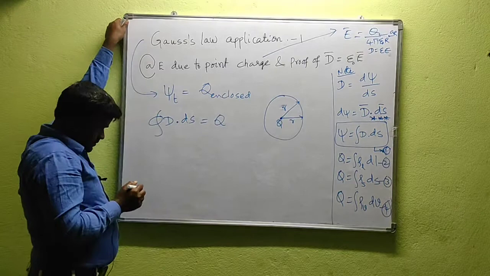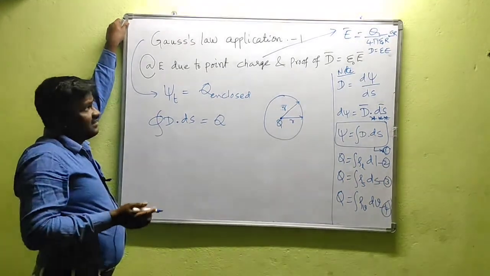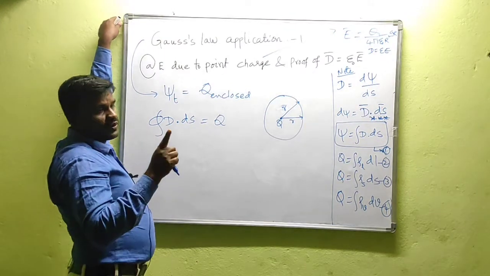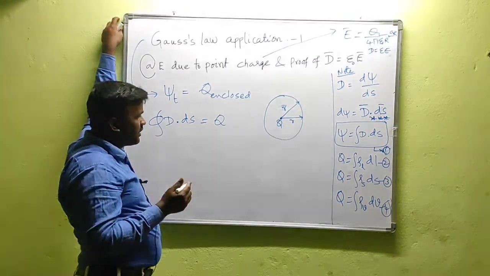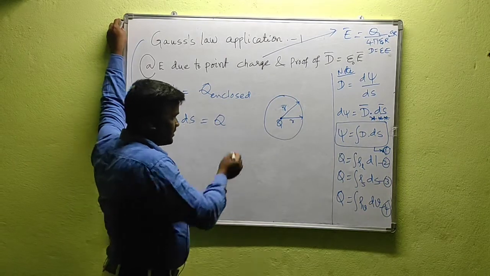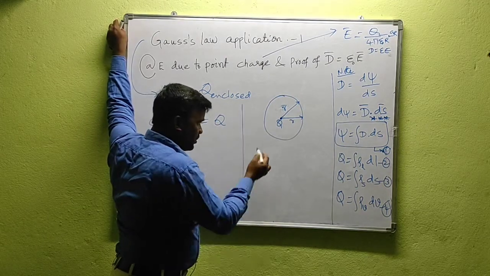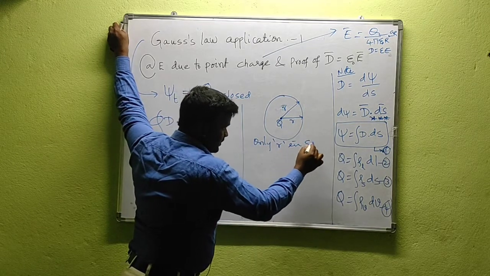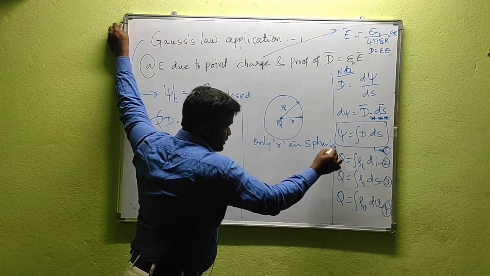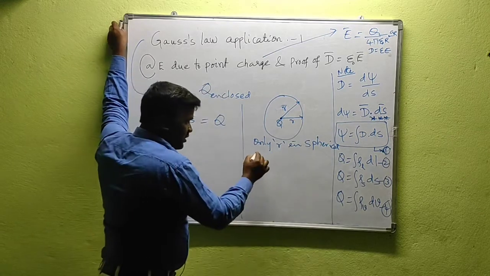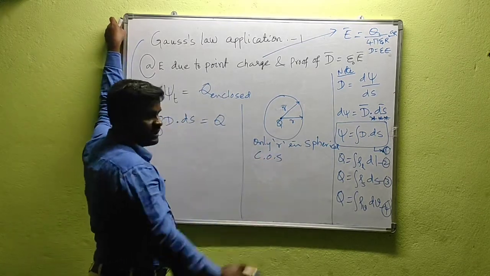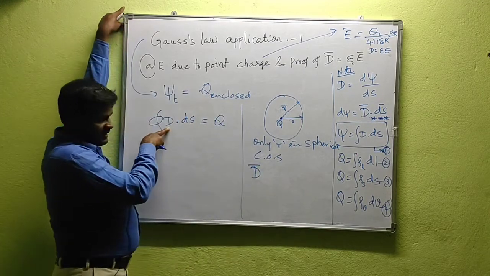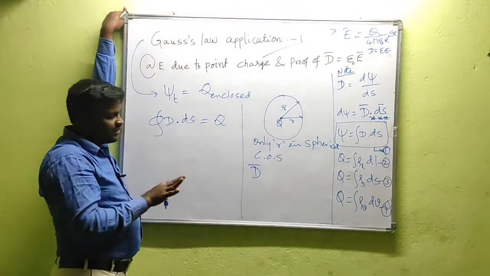Once again I am repeating: in order to apply Gauss law, we need to go for a symmetrical charge distribution. In the spherical coordinate system, the symmetry of the charge distribution depends only on r. This means you need to consider the field component. Here we have field component D, that's why I am taking D. If it is E, you need to consider E.